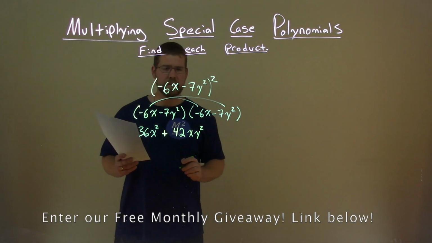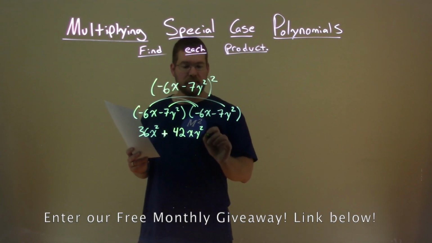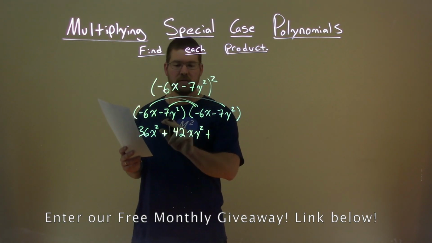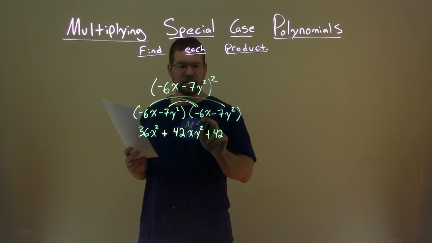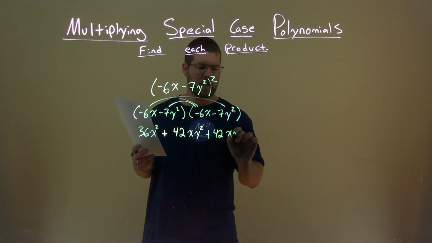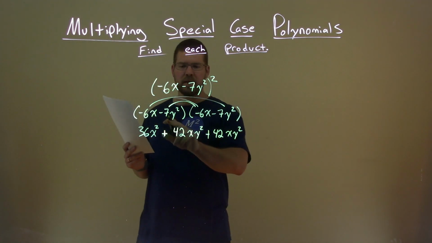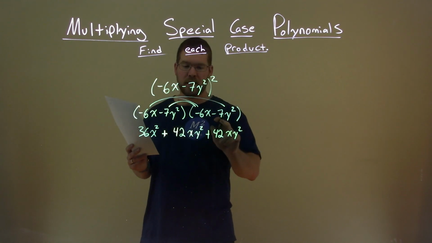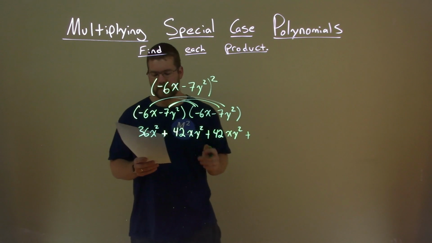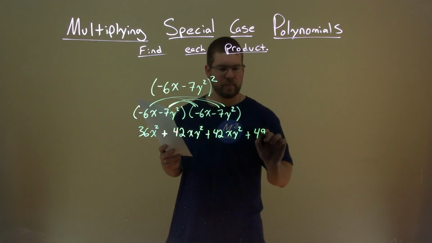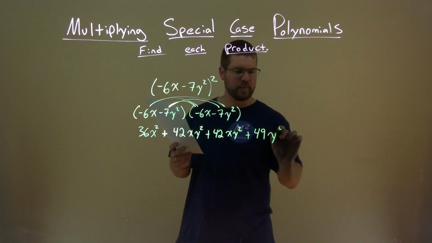All right, keep going. Negative 7y squared times a negative 6x. Negative times a negative is a positive. 7 times 6 is 42. Y squared times an x, well, that's like an xy squared, right? Doesn't really matter the order there. Lastly, negative 7y squared times a negative 7y squared. Negative times a negative is a positive. 7 times 7 is 49. And y squared times y squared is y to the 4th power.